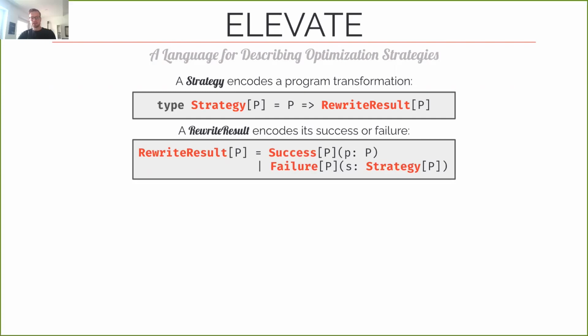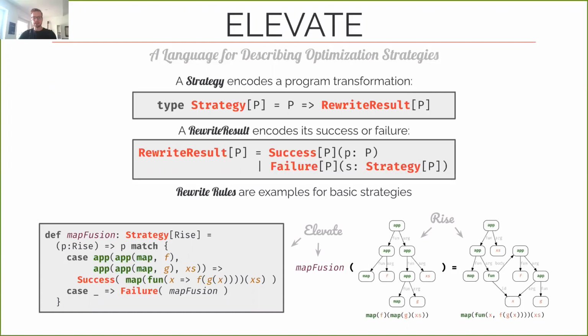And a strategy is simply a function from some program P to what we call a rewrite result. And a rewrite result is simply saying whether the applied strategy succeeded, in which case it contains the rewritten program, or it failed, in which case it contains the strategy which failed. Rewrite rules are examples for very simple strategies, and you could, for example, go ahead and implement the typical map fusion rule for RISE programs as an Elevate strategy, as you see on the bottom. And this rule simply says that whenever you see a RISE program that contains two consecutive maps, you can fuse those maps and return the fused program. And if there are no two consecutive maps, then this rule is simply not applicable and it fails.